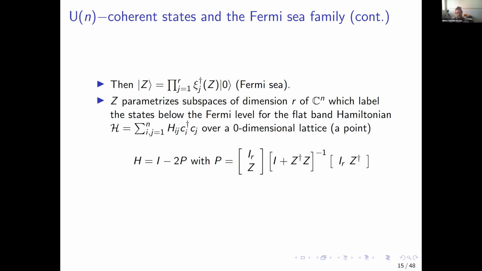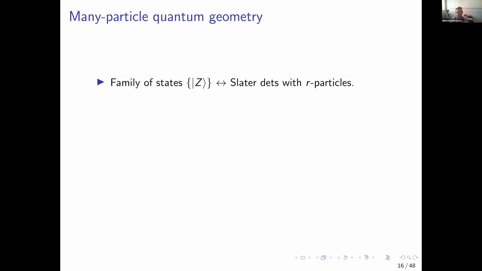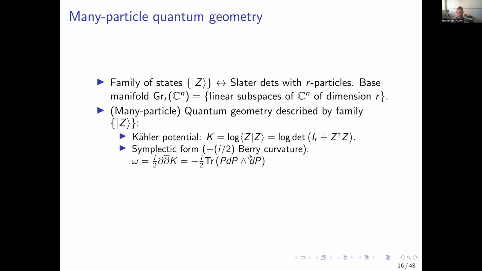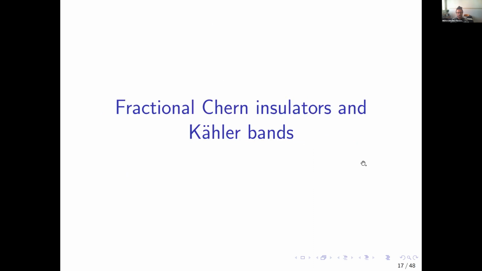So R-dimensional subspaces of C^N are in one-to-one correspondence with this projector here, and Z is a complex coordinate labeling those R-dimensional subspaces. The family of states that you are creating is equivalent to Slater determinants with R particles. And the base manifold is the Grassmannian of R-planes in C^N, which are linear subspaces of dimension R. Then you can play the previous game, which is to pull back the Fubini-Study structure, and you get an induced quantum geometry, where the Kähler potential assumes this form. The symplectic form is the second derivative of this potential, but it can also be written in terms of these projectors. And the same for the quantum metric. With this, I can now move on to the main topic of this talk.